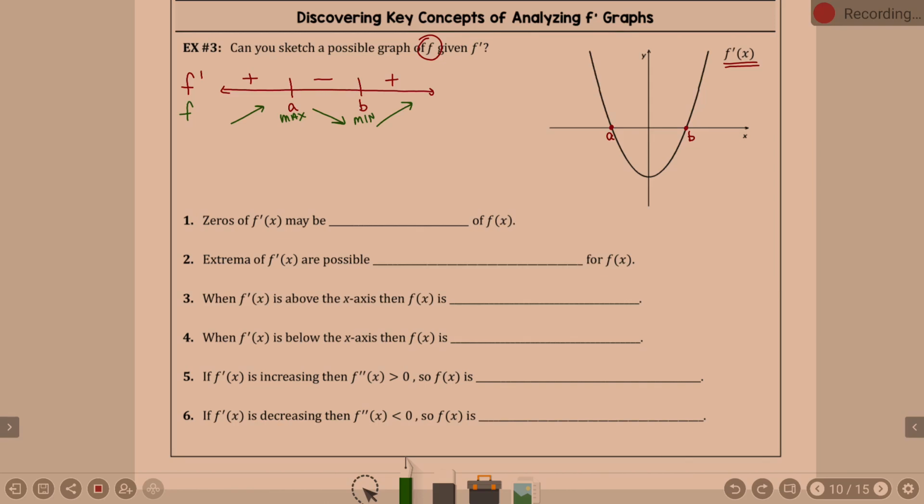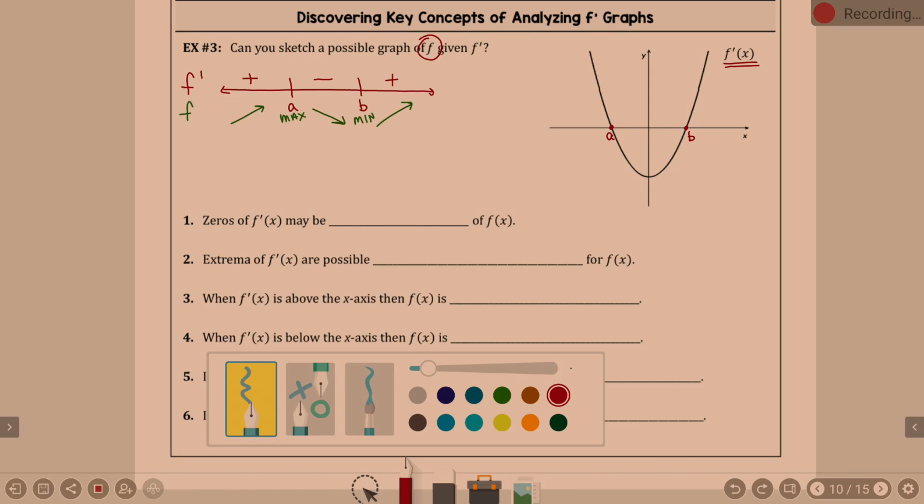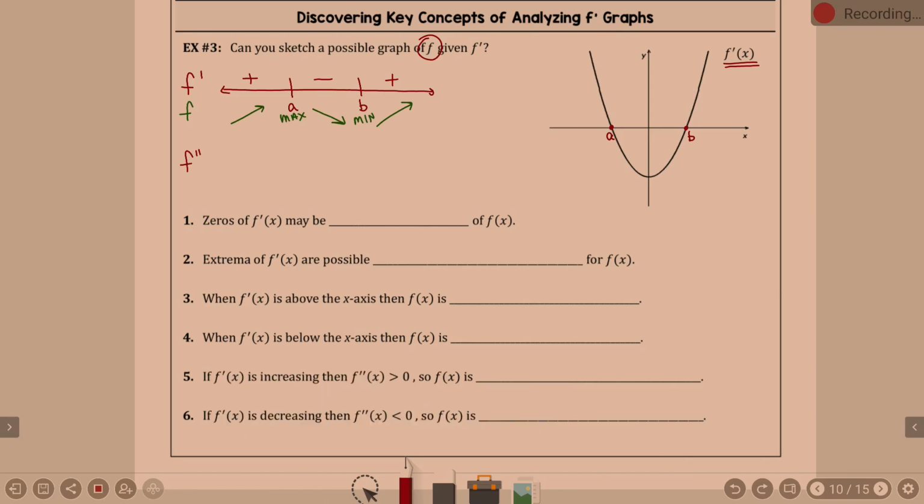The other piece we can consider is the second derivative. Now, wrap your brains around this. The second derivative is the derivative of the first derivative, yes? Which means this graph is f prime. f double prime is the derivative of this graph. This is what you were trying to do earlier.